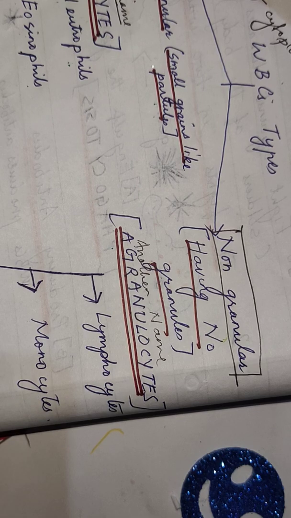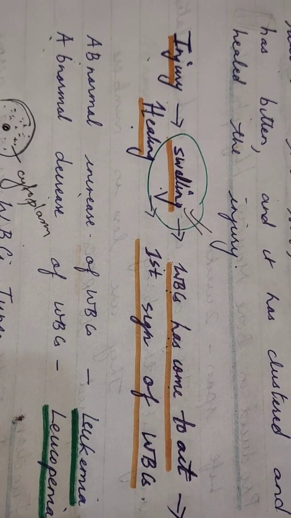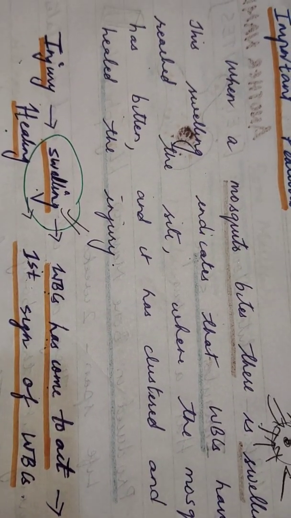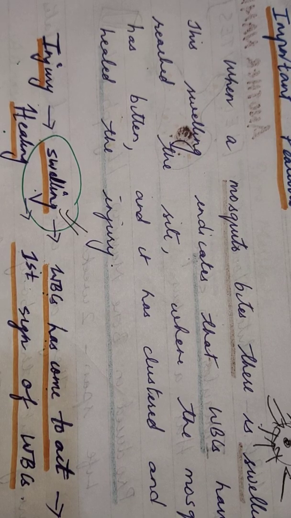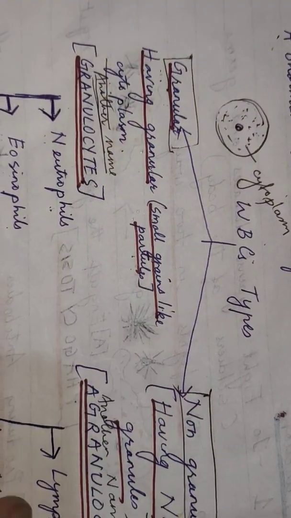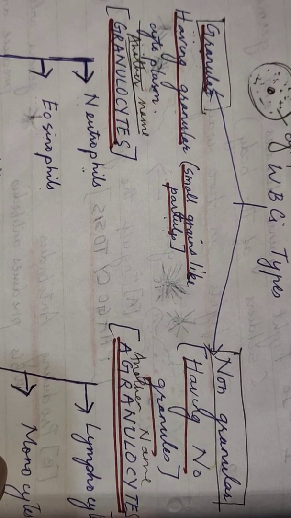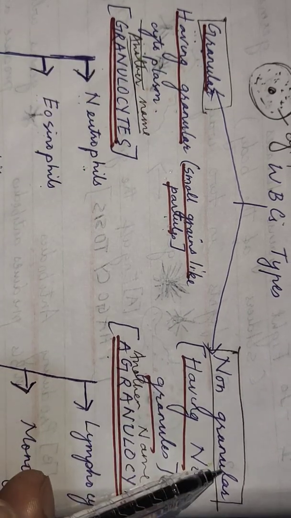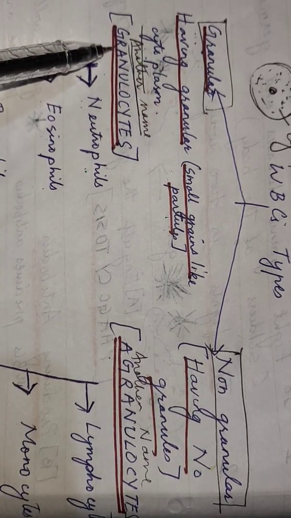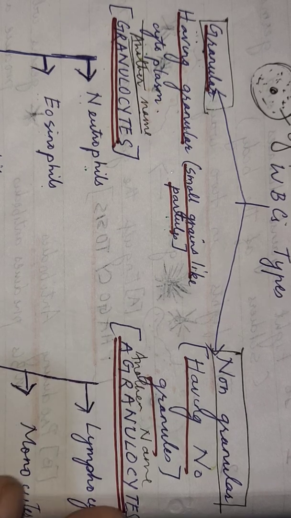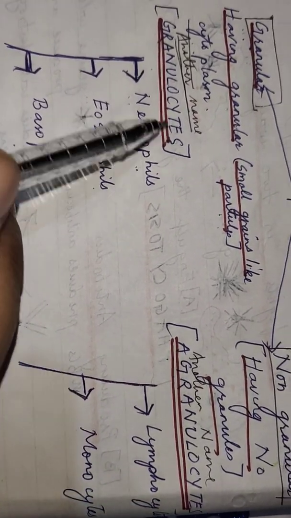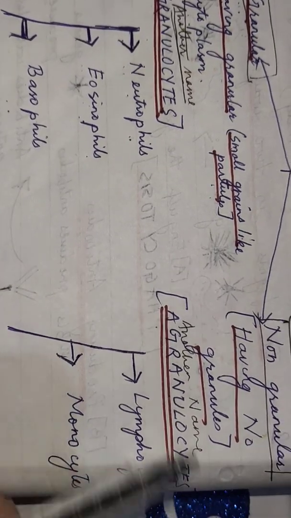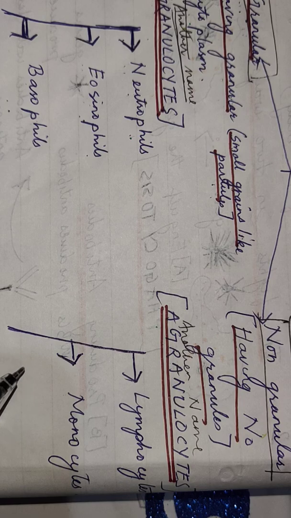All right, class? In today's lesson, we have learned whenever there is an injury and there's a swelling, then we need to know that WBCs have come to act. All right? We have also come to know about the different types of WBCs. One is granular, non-granular. Another name for this will be granulocytes, and this will be agranulocytes. So granulocytes are of three types: neutrophils, eosinophils, and basophils. Agranulocytes are of two types: lymphocytes and monocytes.